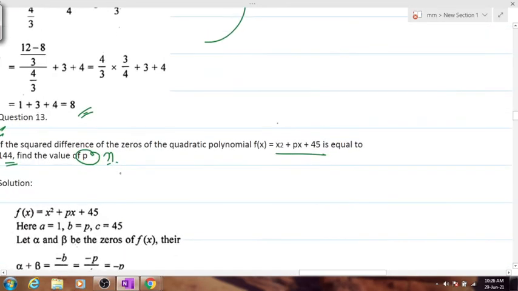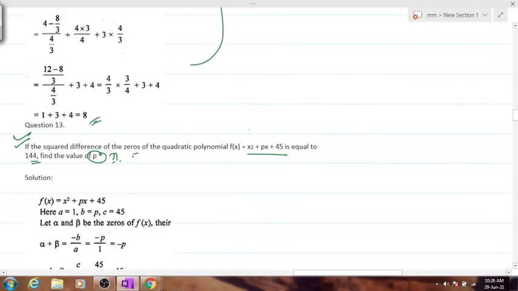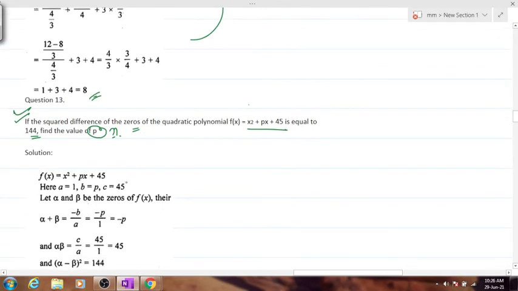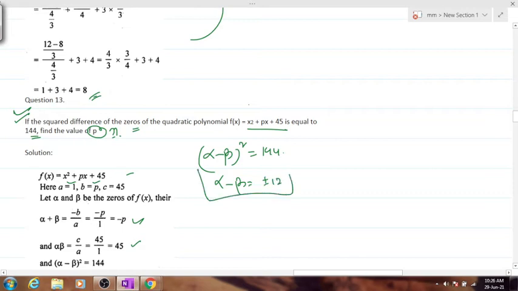They directly have said the square difference of the zeros. First of all, without seeing anything, you have to write a, b, and c, and alpha plus beta and alpha beta. Clear? And then the square difference means alpha minus beta whole square is equal to 144. So obviously alpha minus beta will be equal to plus minus 12. So alpha minus beta has two values and alpha plus beta has one value. Can we calculate the value for alpha beta? Can we calculate the value for p?